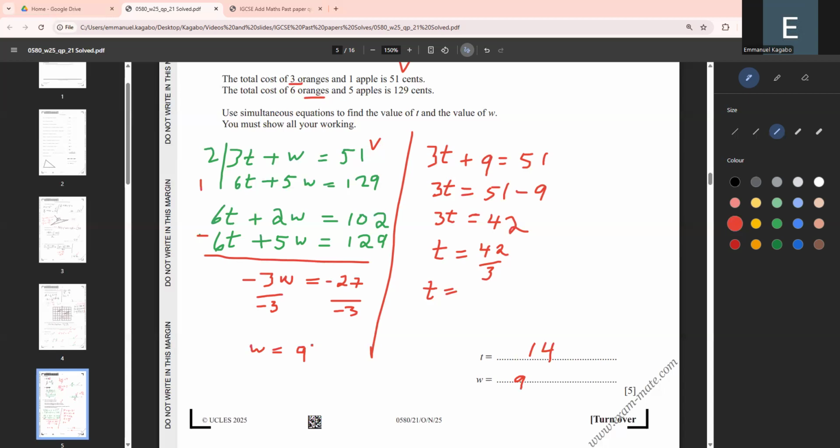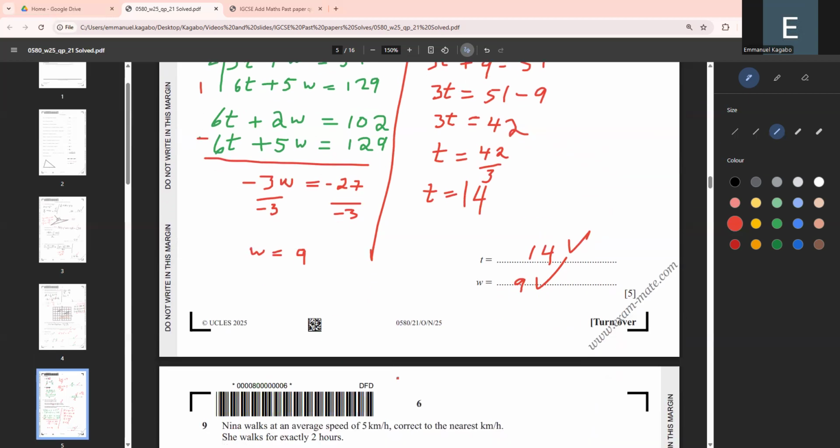Now, after getting W, you can use any equation. You can use the first equation or second equation. Me, I preferred to use the first equation. So it's going to be 3T plus W, which is 9, equal to 51. So 3T, take this to the other side. 3T will be equal to 51 minus 9. 51 minus 9 is 42. Divide by 3 both sides. So T is 14. T is 14 and W is 9. You can even check your answers to see if you are correct. Okay, good. Next question.